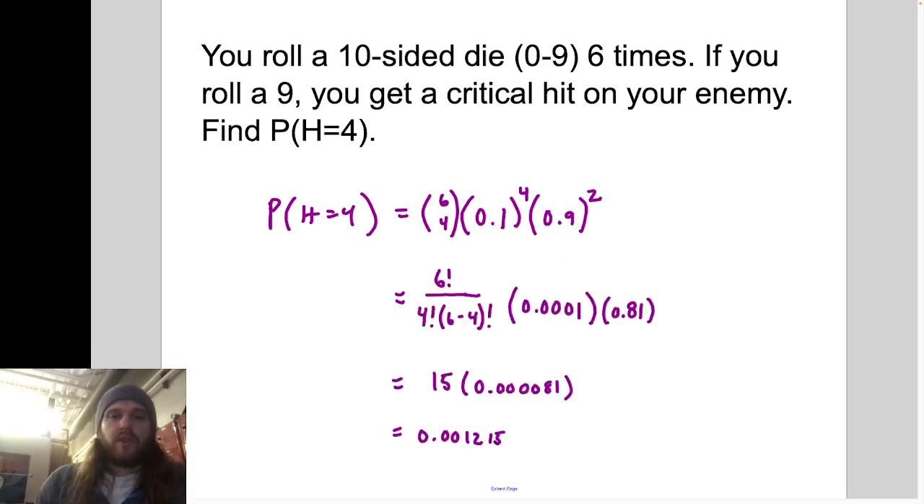All right, so here's what you should have. 6 choose 4 is 6 factorial over 4 factorial times 2 factorial. The 4 factorial will cancel, so it'll be 6 times 5, which is 30, divided by 2 times 1, which is 15, and you multiply those two out to get a really small chance, about 0.1, that happens. If you roll a 10-sided die 6 times and you're looking for 4 critical hits, then it's going to happen 0.1% of the time. So not very good. Not going to happen very often.